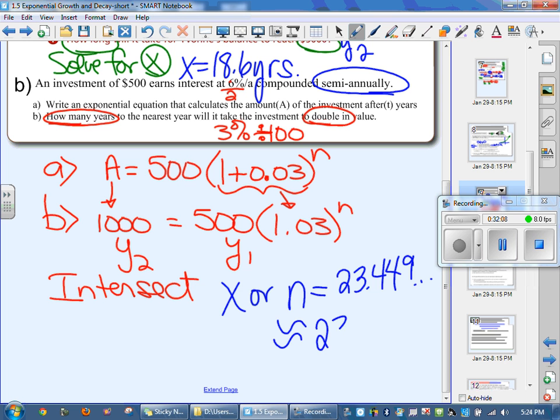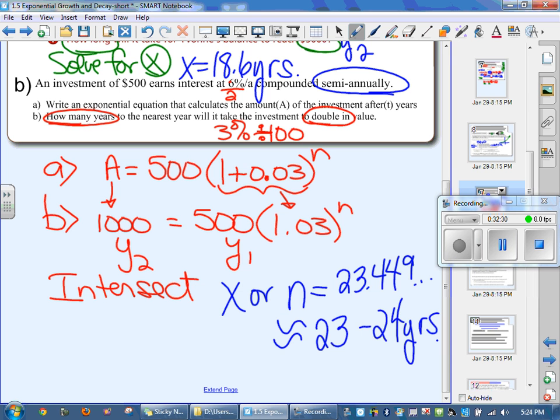Now that means she's not putting any other money in the account. She's just letting that $500 sit there for 23 to 24 years. Okay, she's not touching it or taking money out or adding money to it. She just lets it sit there. That's how long it's going to take. If she just lets it sit there and doesn't touch it, it takes 23 to 24 years for it to reach double its original value.